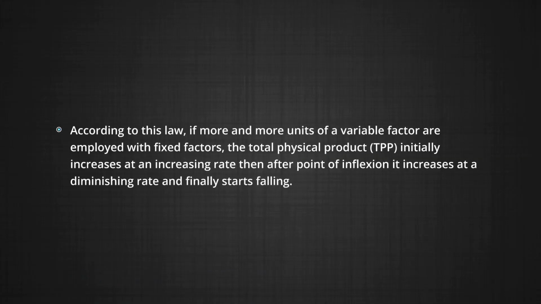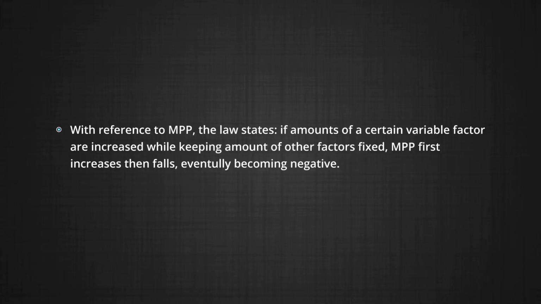According to this law, if more and more units of a variable factor are employed with fixed factors, the total physical product, which is TPP, initially increases at an increasing rate, and then after the point of inflection, it increases at a diminishing rate. Eventually, it starts falling. With reference to the marginal physical product, the law states if the amounts of a certain variable factor are increased, keeping the amount of the other factors fixed, the marginal physical product first increases and then falls and then eventually becomes negative. Since the proportion in which variable factors and the fixed factors are combined change, this law is called the law of variable proportions.